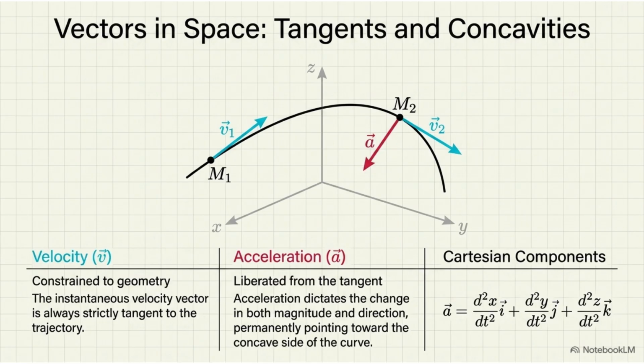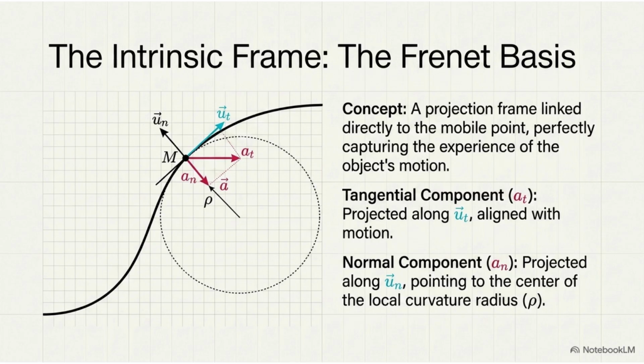In Cartesian coordinates, acceleration is obtained by taking the second derivative of each position component with respect to time. These three second derivatives form the three components of the acceleration vector. In the previous slides, we described motion using fixed Cartesian coordinates. We now introduce a new coordinate system that moves together with the particle. This system is known as the Frenet frame.